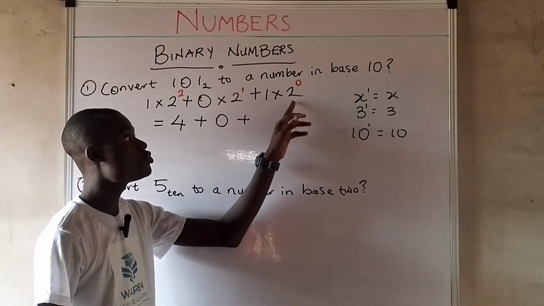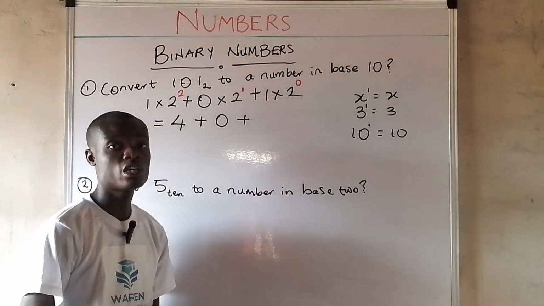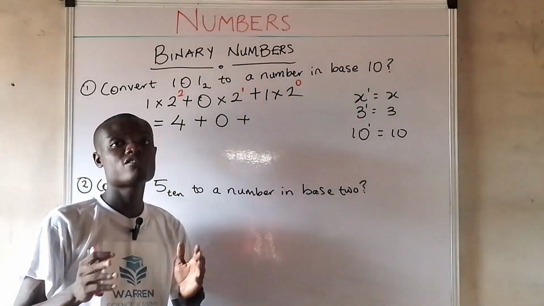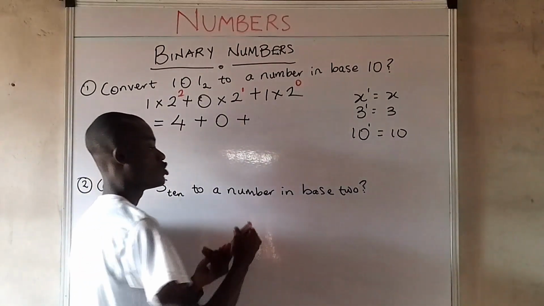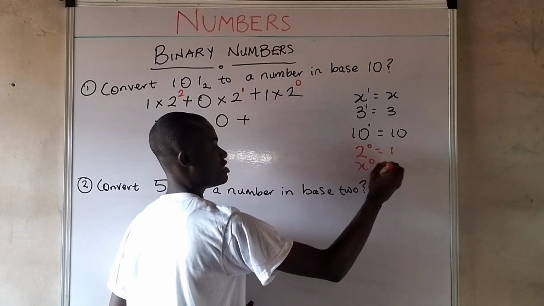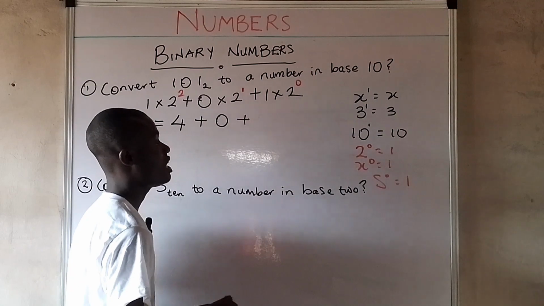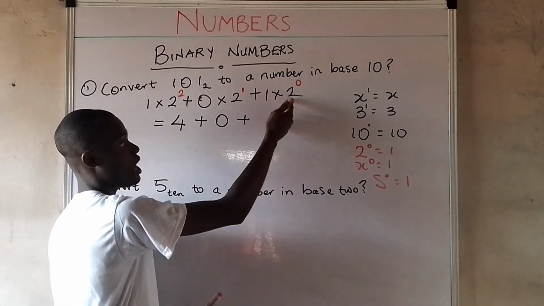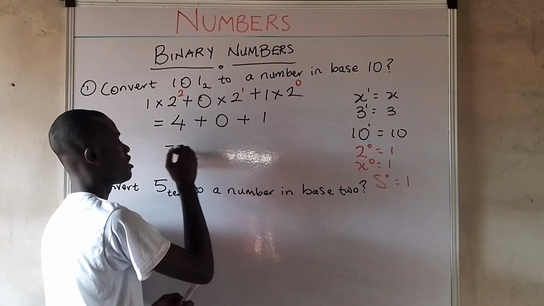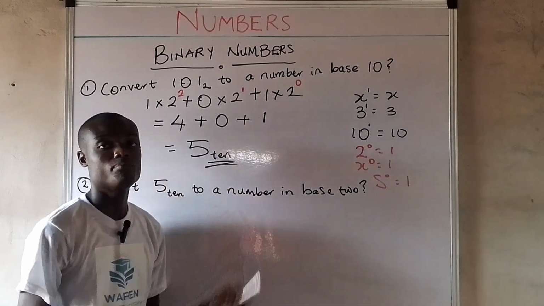Plus, now 2 raised to power 0. Most students will tell us that 2 raised to power 0 is 0, but that's not true. In mathematics, anything, I mean anything, raised to the power of 0 is 1. So if we have 2 raised to the power of 0, it is 1. x raised to the power of 0 is 1. So hence 2 raised to the power of 0 is 1. 1 times 1 will give us 1. So when we add up 4 plus 0 plus 1, it will give us 5 in base 10. So our final answer becomes 5 in base 10.